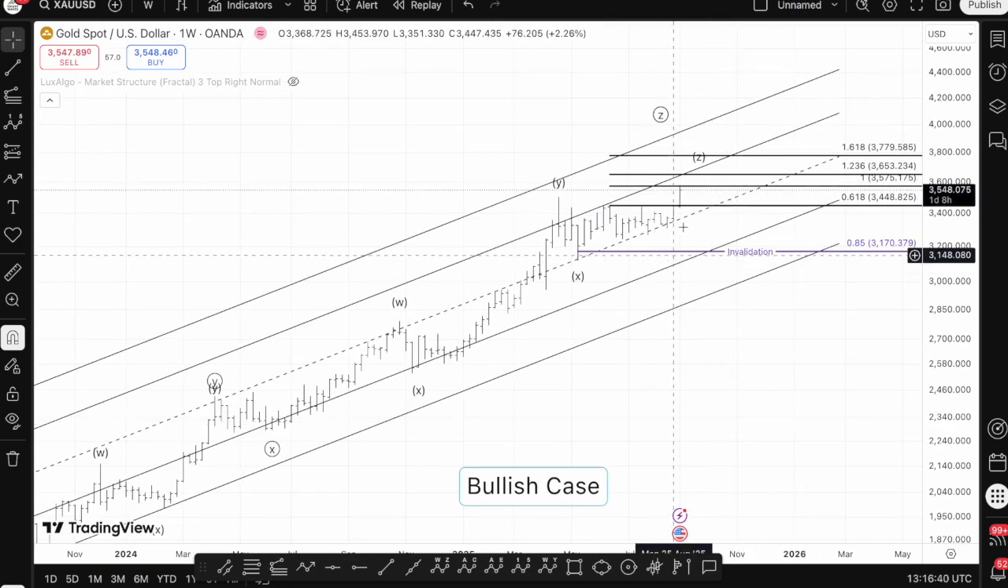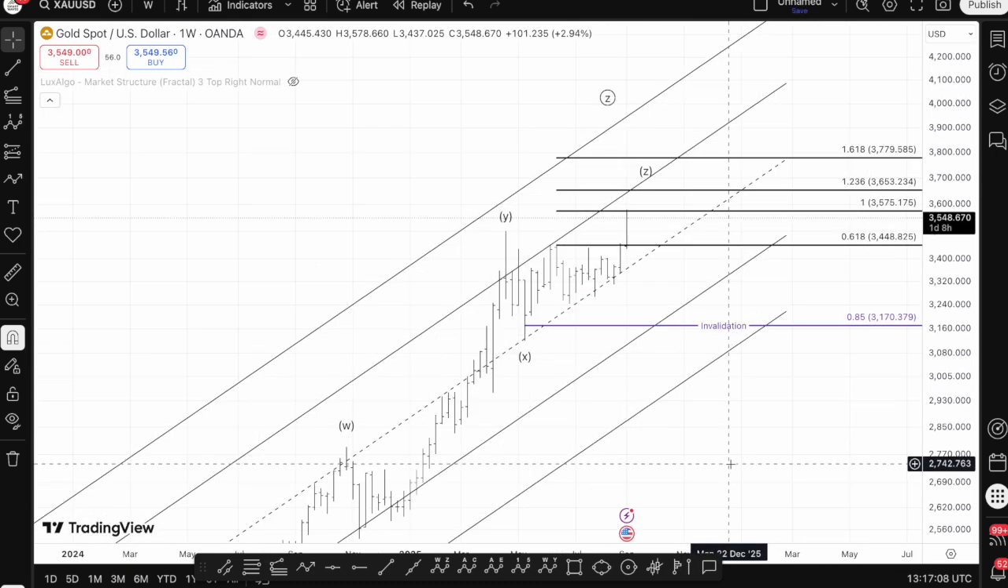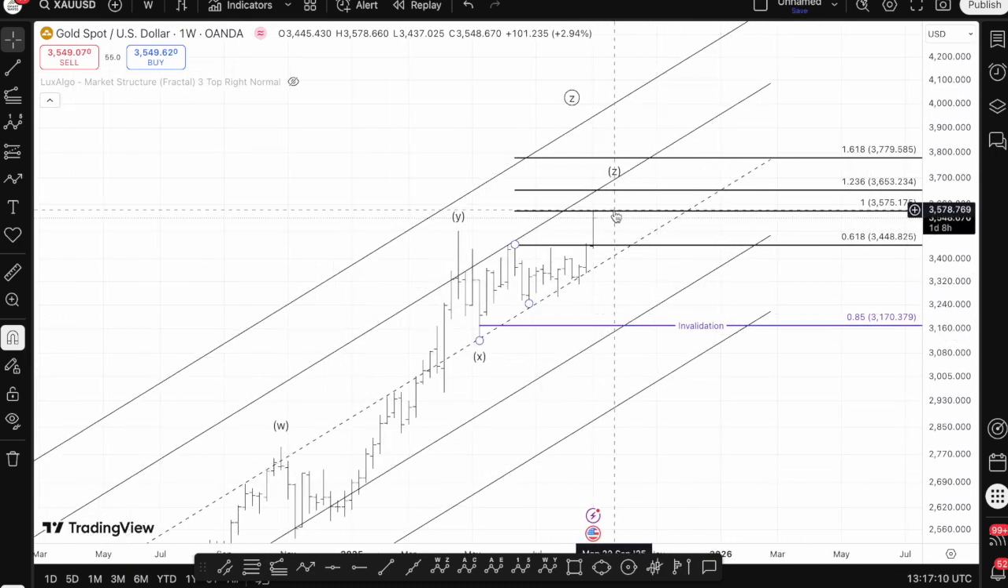So the target levels for this one could be extracted from the move right here. These all could be the targets, and the last one, this leg Z right here, right now it's a WXY, right? But it could actually turn into a WXYXZ, so it could be going for higher targets. But as of now, we have touched a very interesting target level right here, right? So yeah, this is the bullish case.